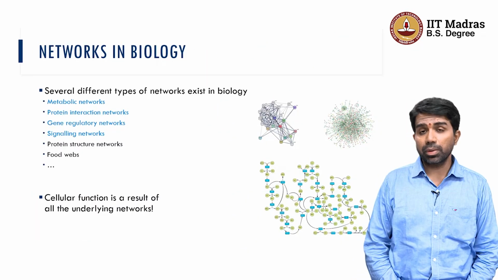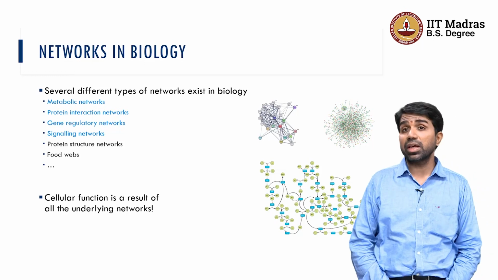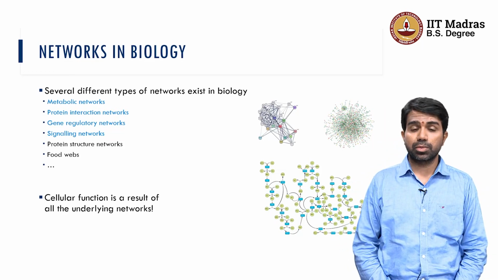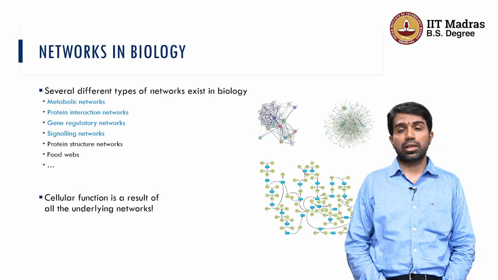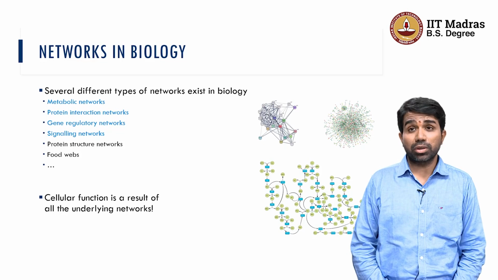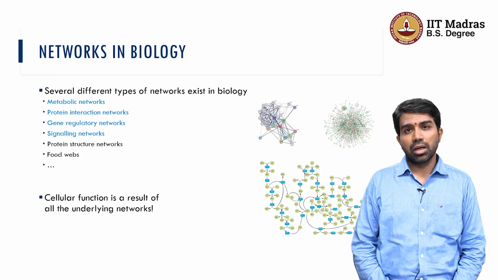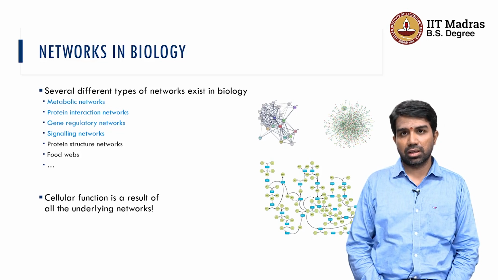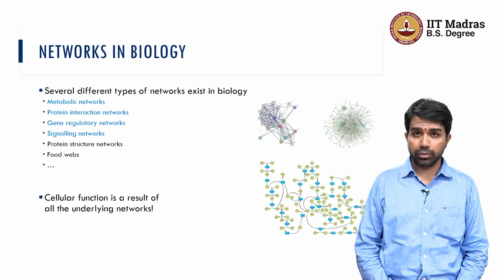Just a quick recap of networks in biology. There are various types of networks that exist in biology. It could be metabolic networks, protein interaction networks, gene regulatory networks, signaling networks and so on, and including protein structure networks and so forth. There are so many different kinds of networks. You may have seen pictures like this. I have discussed this previously in the course and so on.